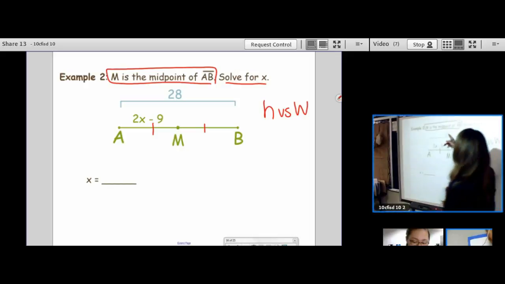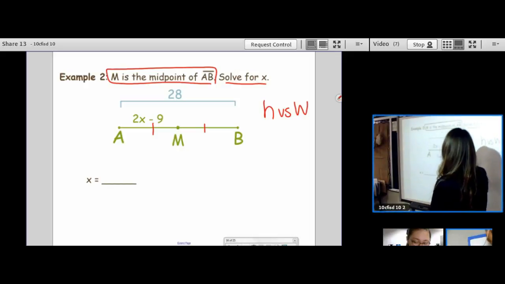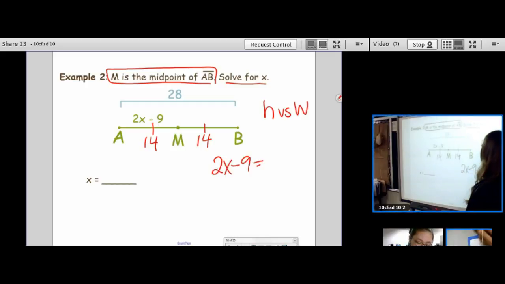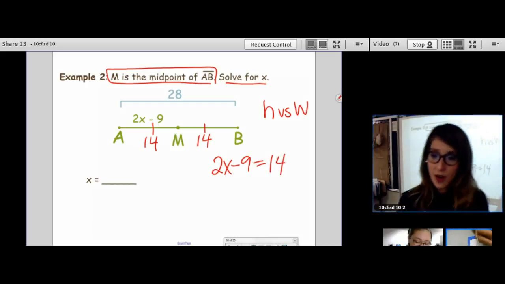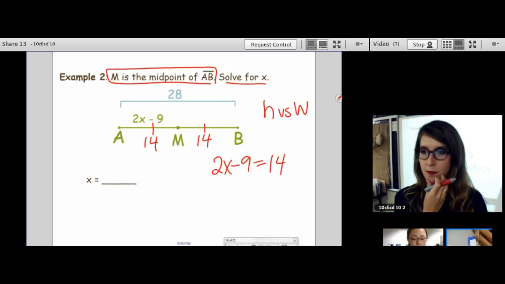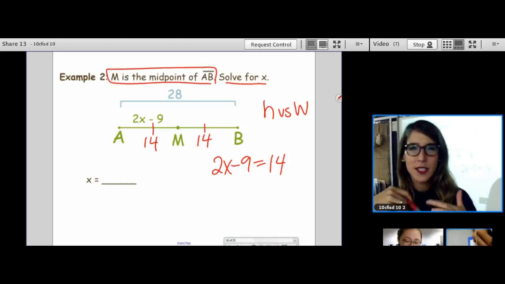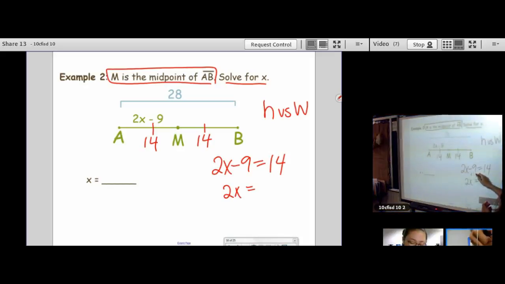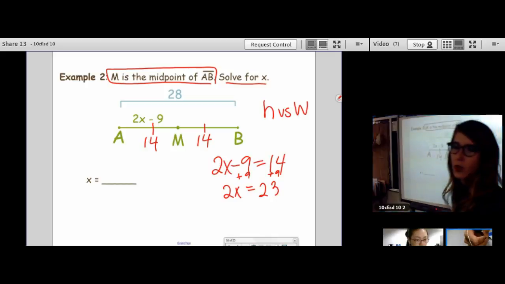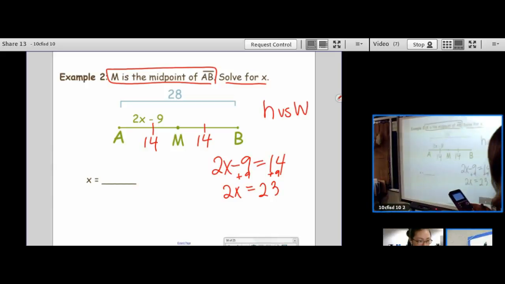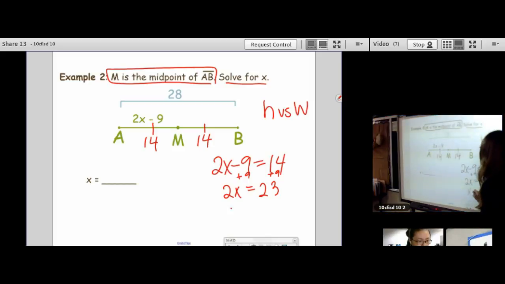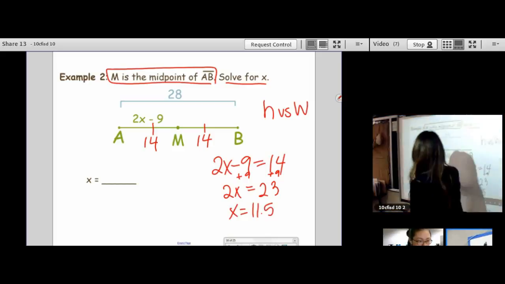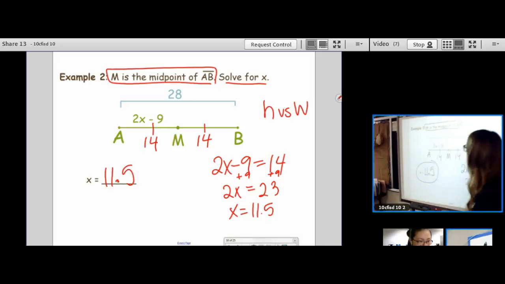So, you can either take 28 and divide it by 2 and say, oh, these are both 14 and 14. So 2x minus 9 is 14. Or you could double the 2x minus 9. We're going to do it this way because I like working with smaller numbers if I have a choice rather than bigger numbers, larger numbers. 2x equals, what do you get? All right, never mind. Okay, so we divide by 2. x equals 11.5.